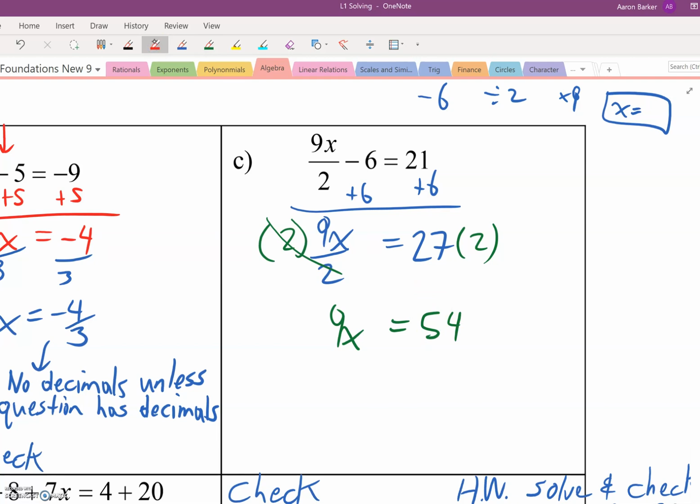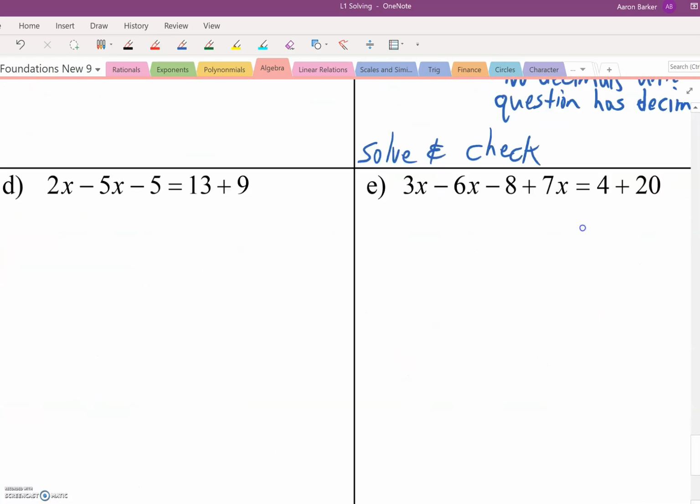Last step now, we have 9 times x. So now we're in our last layer to get x by itself. The opposite of timesing by 9 is dividing by 9. Do that to both sides. Our 9's cancel. We're left with x equals 6. There we go. Done.